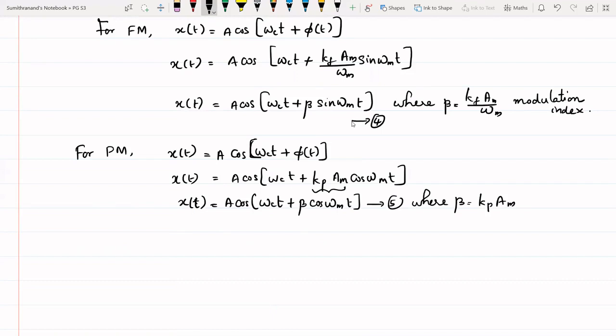Now let us take the case of frequency modulation, that is equation number 4, which can be written in the complex form as x of t is equal to A into the real part of e raised to j omega c t into e raised to j beta sin omega m t. Let it be equation number 6.